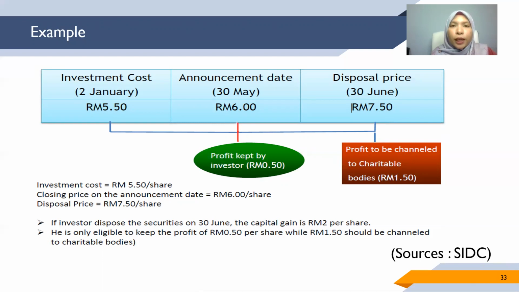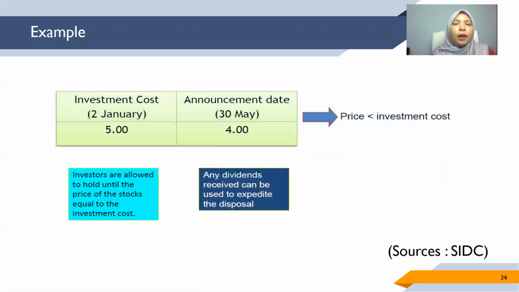So kalau dia rugi, apa nak dibuat? So for example, the investment cost is 5 ringgit. So on the announcement date is 4 ringgit. So you lost. If you sell today, you lost about 1 ringgit. Alright. So investors are allowed to hold until the price of the stock equals the investment cost. And any dividend received can be used to expedite the disposal.